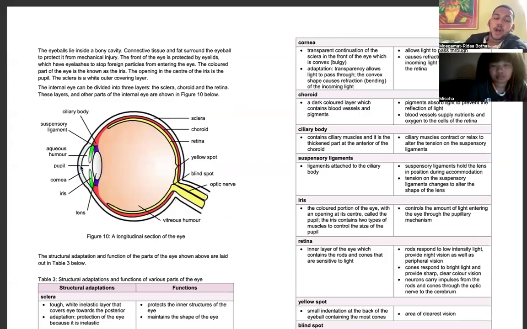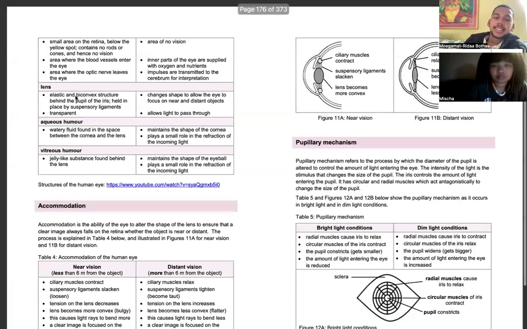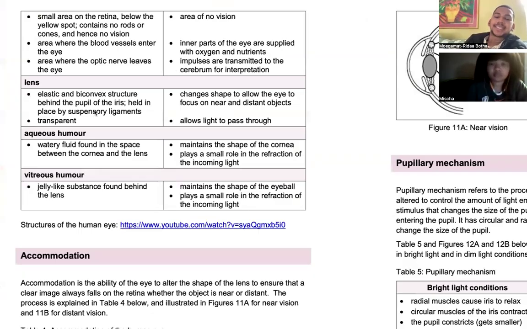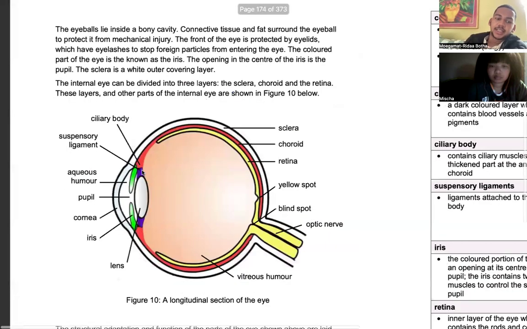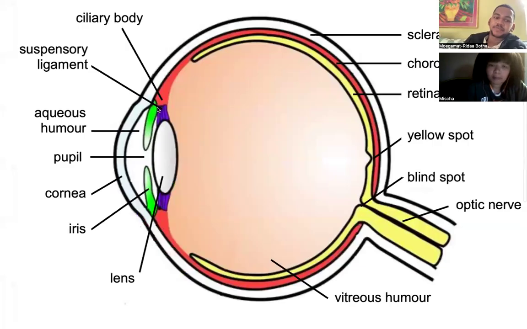Okay? Going on, you have the lens. Now, what is the structure of the lens? The lens is an elastic and biconvex structure behind the pupil of the iris. It's held in place by suspensory ligaments, and it is transparent as well, meaning it is see-through. So as you can see here, that is your lens, okay? And over here you have your suspensory ligaments. And the suspensory ligaments come from the cilia.